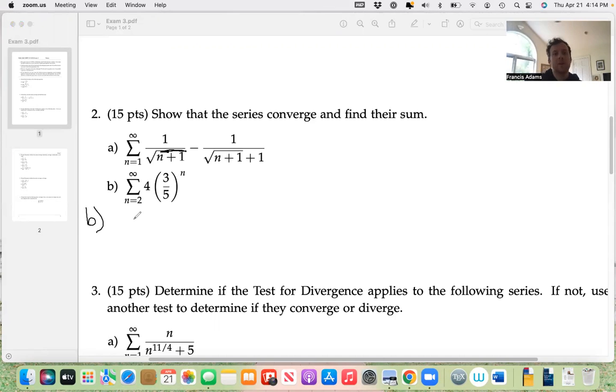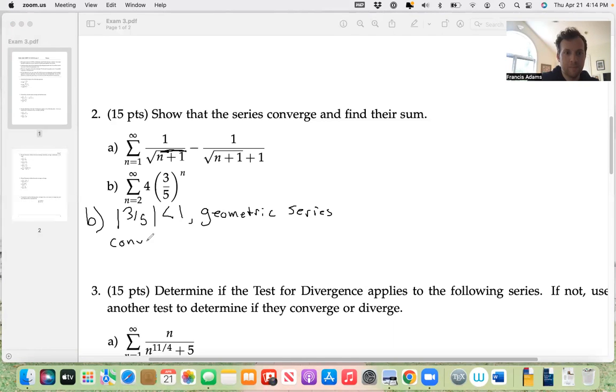So for B, with geometric series, a place there might be some work is putting it in this form. So we've seen a couple instances where we need to use maybe some exponent rules or some algebra to put it in this a times r to the n form. But once it's here, there's not really work to do. We observe in this case, since the r, 3/5, is less than 1, then the geometric series converges.